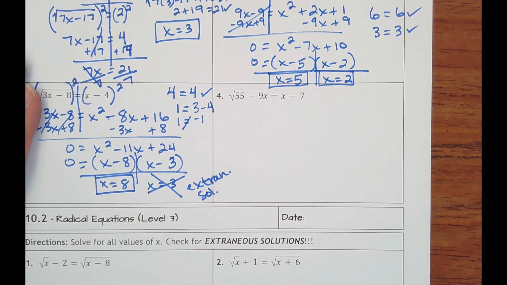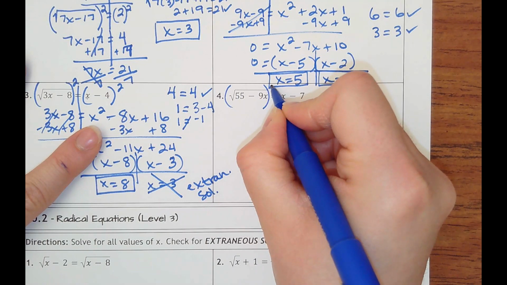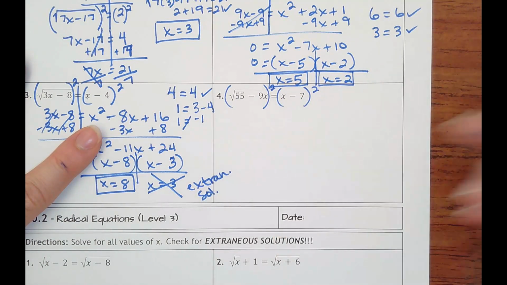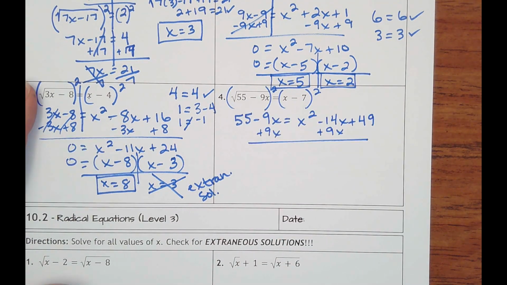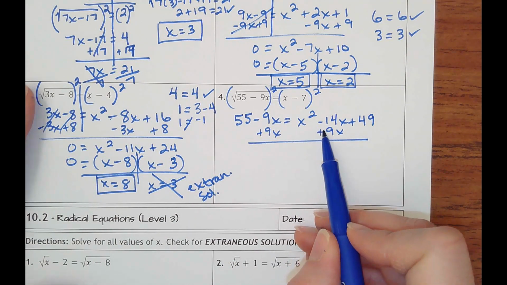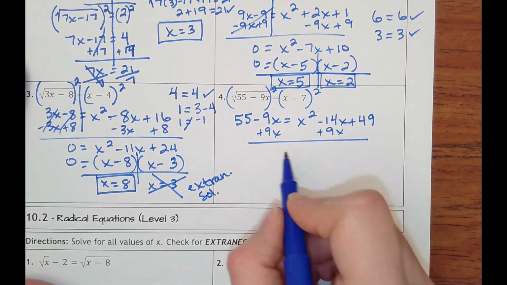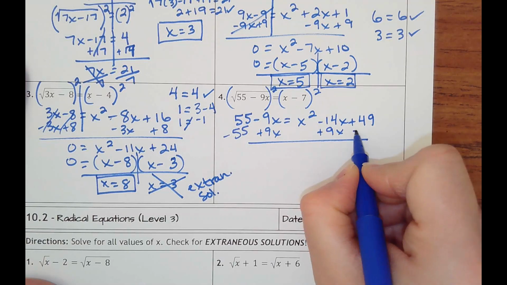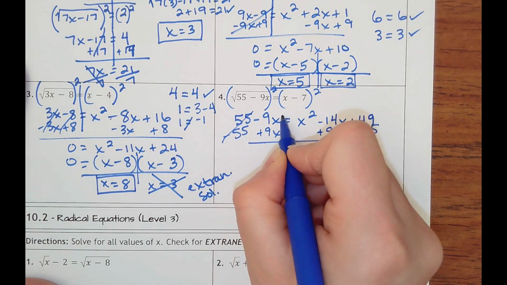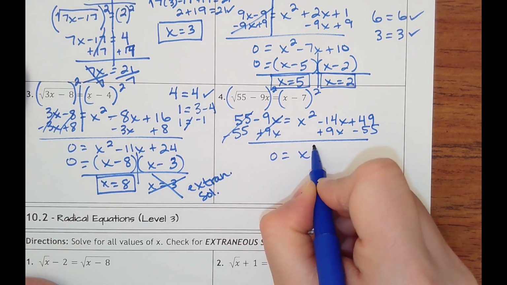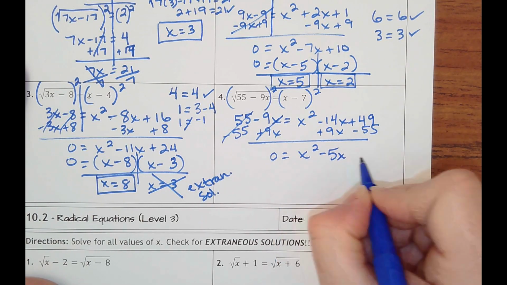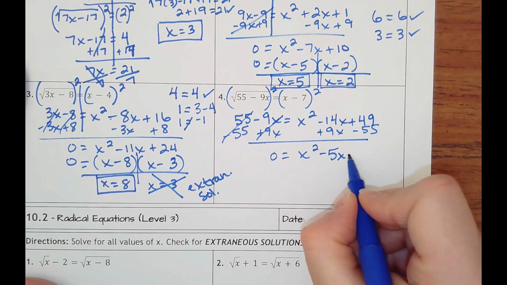All right, and then one more. Ready to square both sides. I'll let you go ahead and do that part real quick. And you should have got x squared minus 14x plus 49 for your foiling. And then get everything set equal to 0. That would be a minus 5x, and then that would be, what, negative 6?